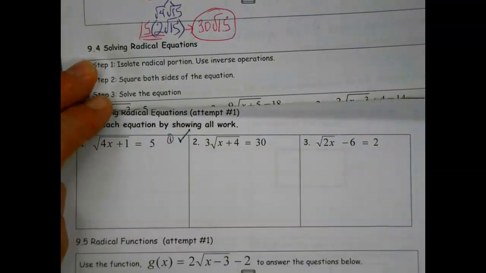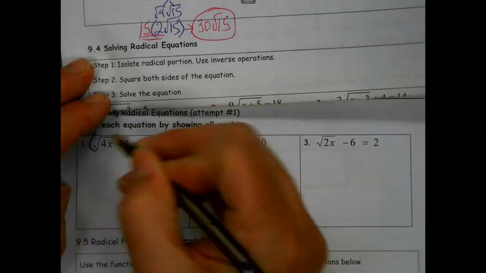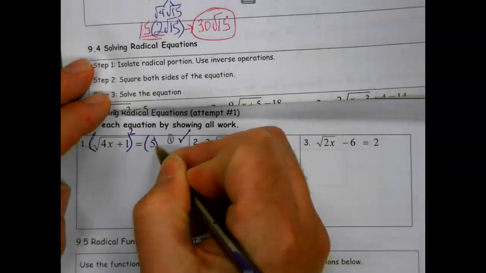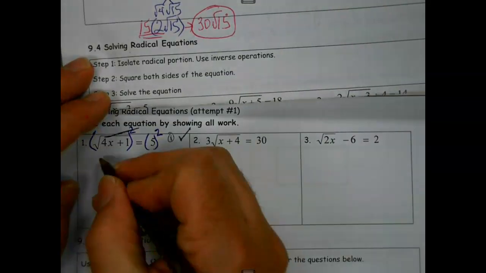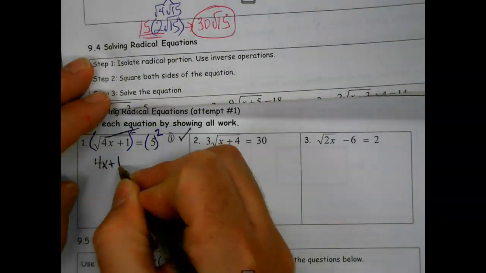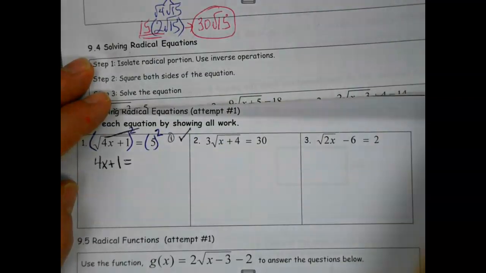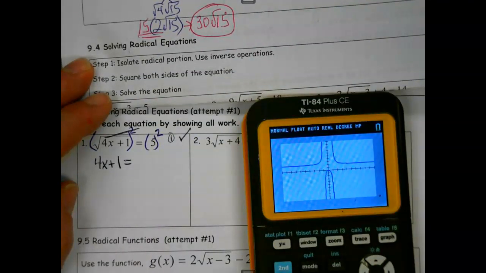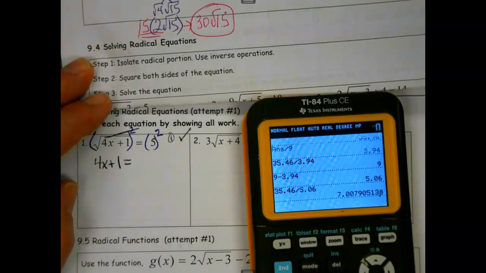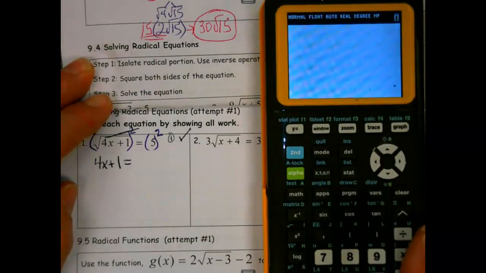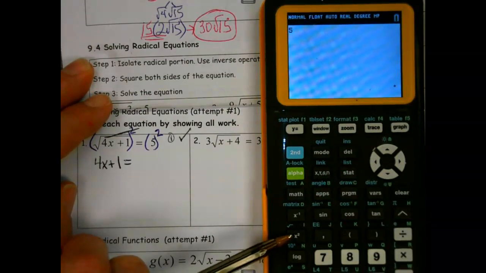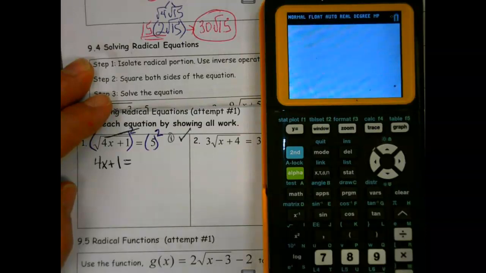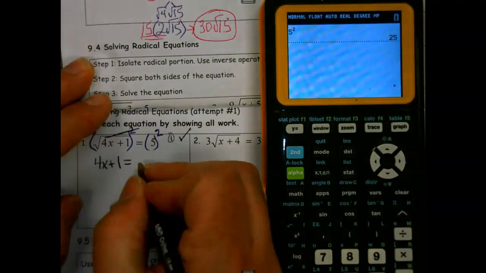It's alone already. Step two, square both sides of the equation. Okay, so squared just cancels out square root. The right side, 5 squared is just 5 times 5. But if you're not sure if you're going to remember that, remember, here is your squared button. I know it says x squared, but it's just going to put a squared on there for me. And I can get my answer that way.